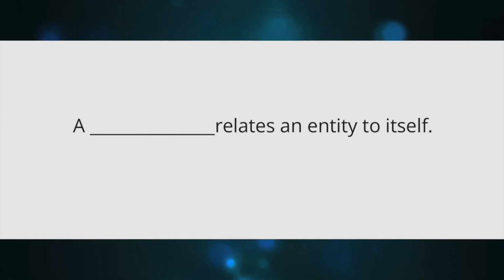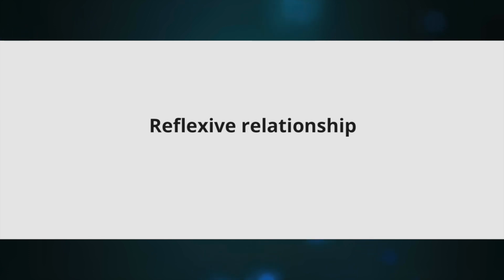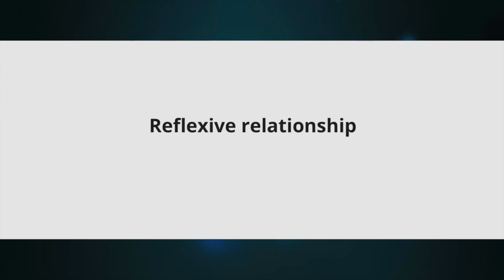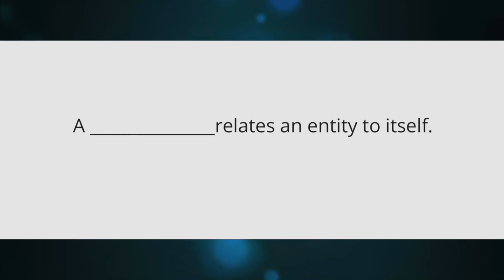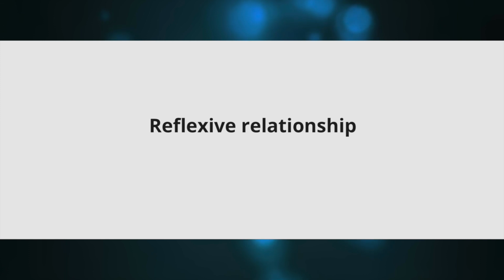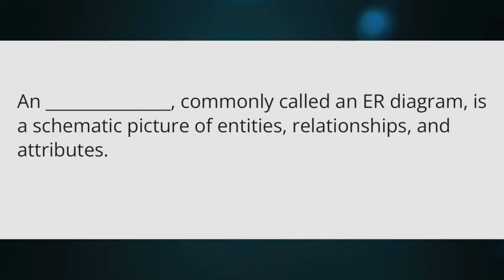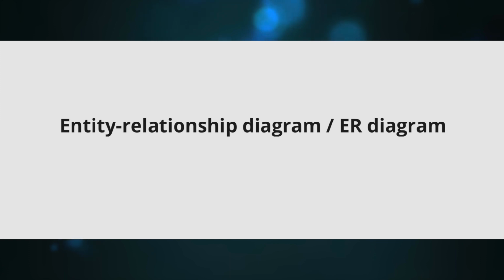A blank relates an entity to itself. Reflexive relationship. So a reflexive relationship relates an entity to itself. I'll just say this reflexive relationship means it reflexes back to itself. Reflective, maybe like a mirror. So a reflexive relationship relates to an entity itself. There you go. A blank, commonly called an ER diagram, is a schematic picture of entities, relationships, and attributes.